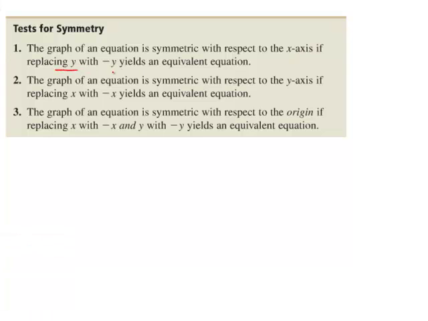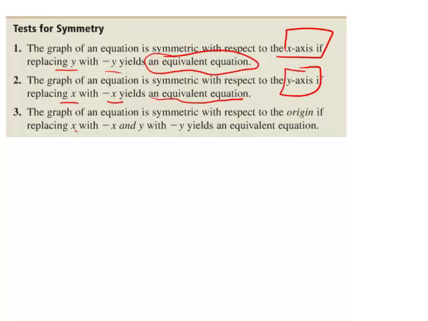Replacing y with negative y yields an equivalent equation. Get the same thing back out. That's called x-axis symmetry. Replace x with negative x, get the same thing back out, an equivalent equation. That's called y-axis symmetry. Replace x with negative x and y with negative y, but still get the same equation back out. That's called origin symmetry.